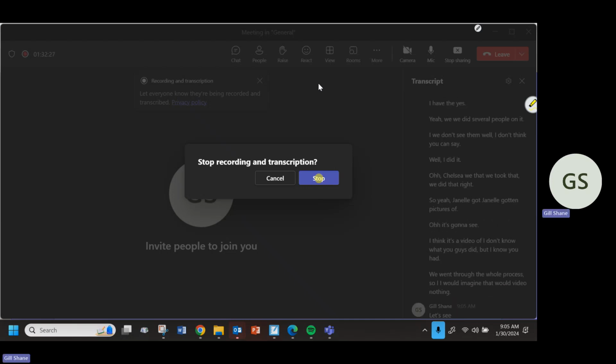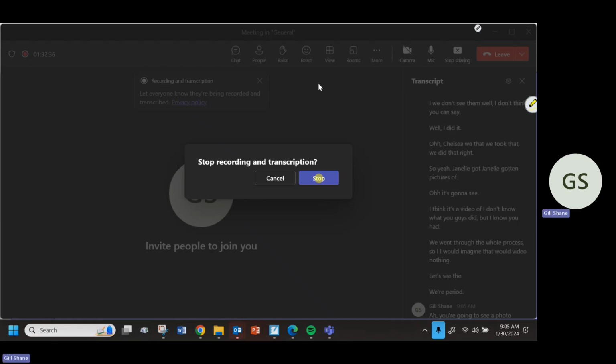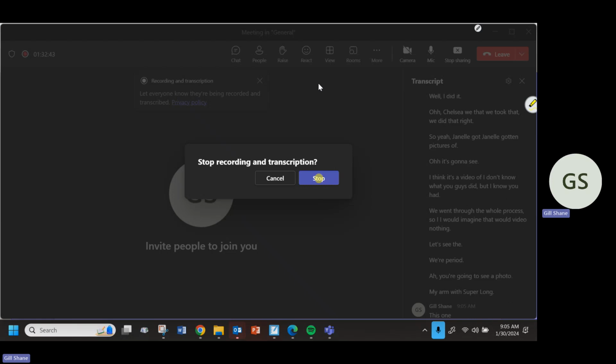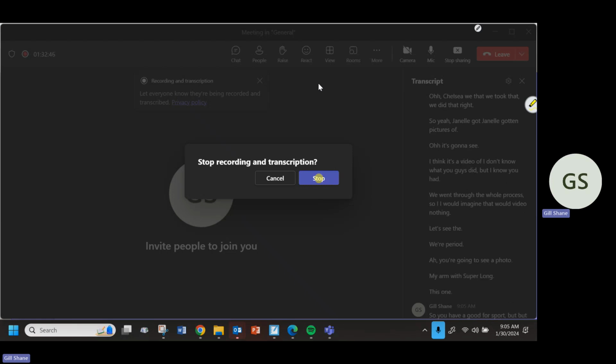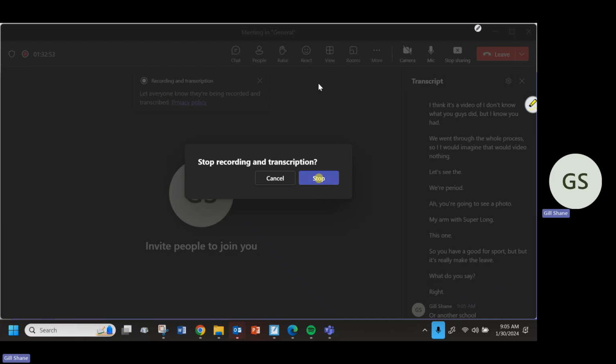Let's see. What's the period? Here, you want to see a photo? My arm looks super long. My arm's that long. This one would be good for sport. But I just remake the leaf. Sport? Another school? Yeah. You tell me you're doing that. A bunch of kids have done that this year. Tons and tons. I'll think about it.